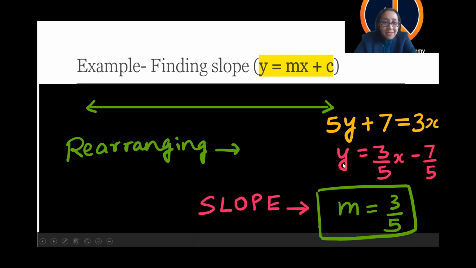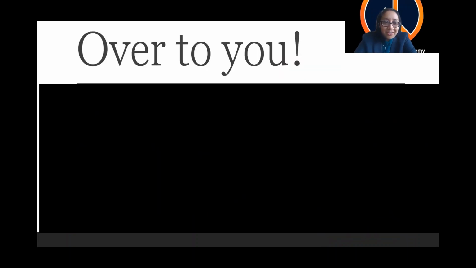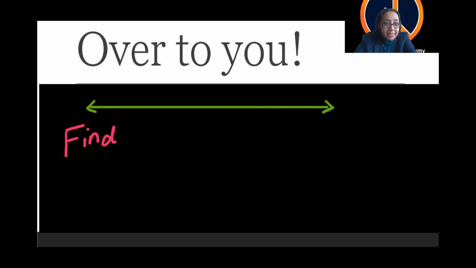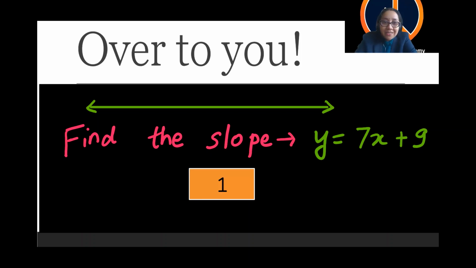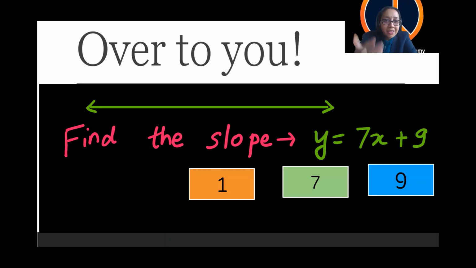Now, let me test your knowledge. Over to you. This is a line segment given, okay? And you have to find the slope of this particular line segment. Now, the equation of the line is given as y is equal to 7x plus 9. Okay, now the options are 1, 7, and 9. Come on. Your time starts now.